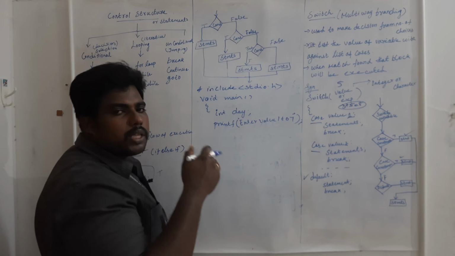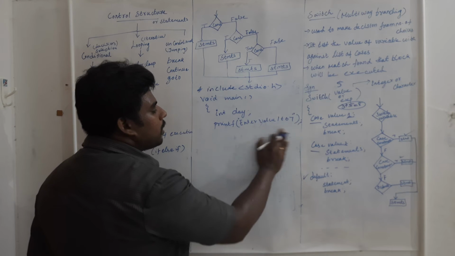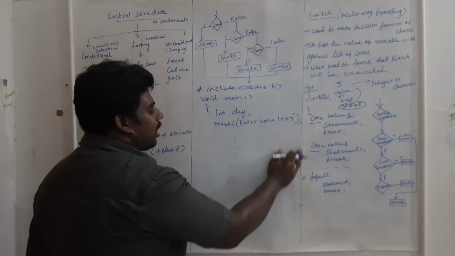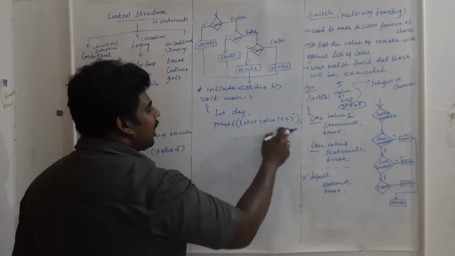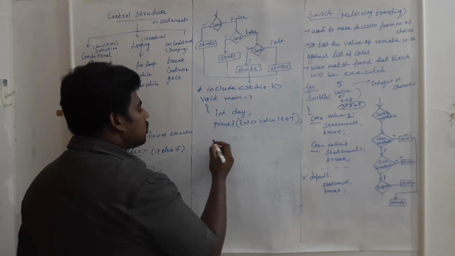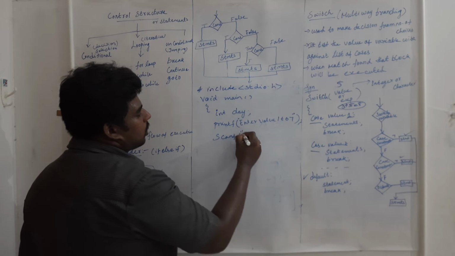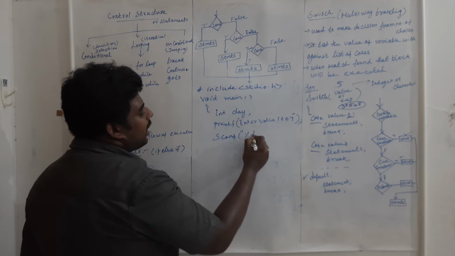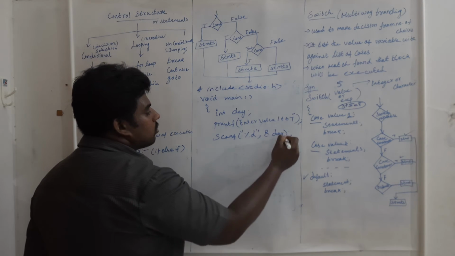I am telling the user to enter a value between 1 to 7. Why? Only 7 days are there, right? Sunday, Monday, Tuesday, like that 7 days are there. That's the reason I am giving 1 to 7. Then scanf, get the input for this day. It is an integer, so percentage d ampersand day.